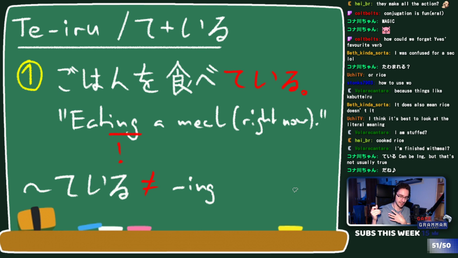The real reason why I say don't think of it like that is because I find it not very useful. You should remember what te-iru means, not what it translates to. And that sounds weird, but I like thinking of grammar points on a very conceptual level, and not really on a translation level, right? So you should be able to understand te-iru in any language, because if you think te-iru equals ing, that only makes sense to you if you're an English speaker.